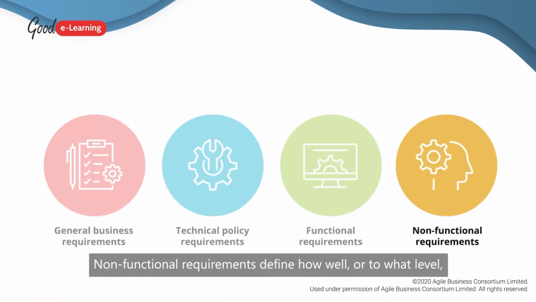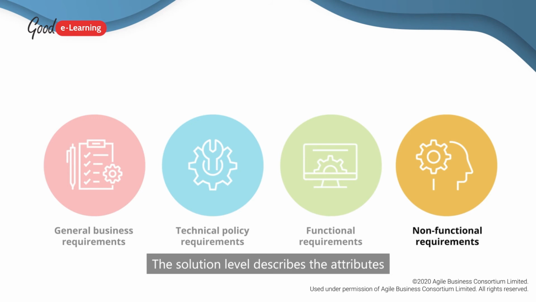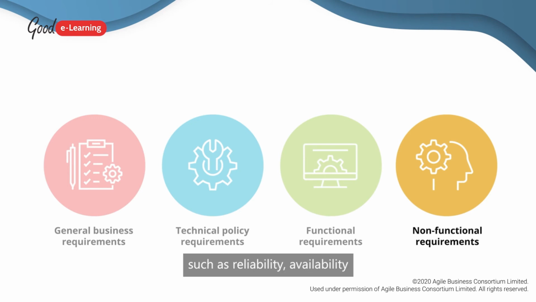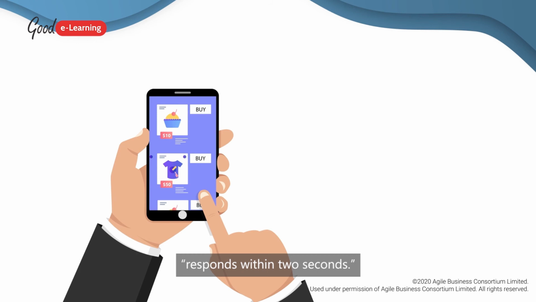Non-functional requirements define how well or to what level performance should be provided. This kind of requirement has 2 levels, solution and requirement. The solution level describes the attributes such as reliability, availability, and response times, which are reflected in the acceptance criteria. An example of this might be responds within 2 seconds.